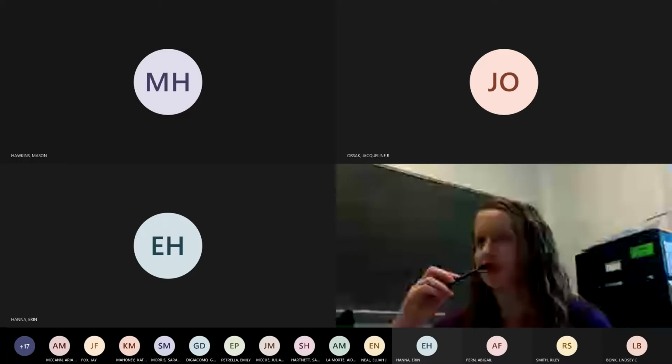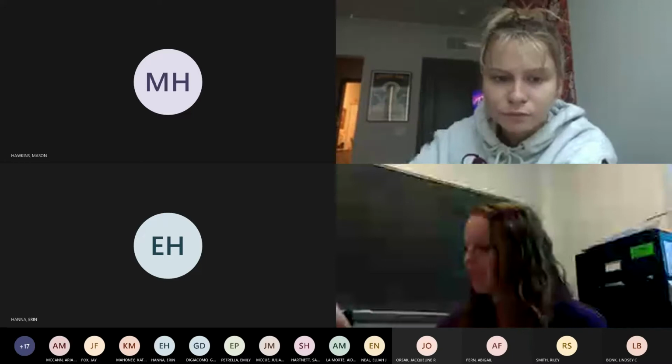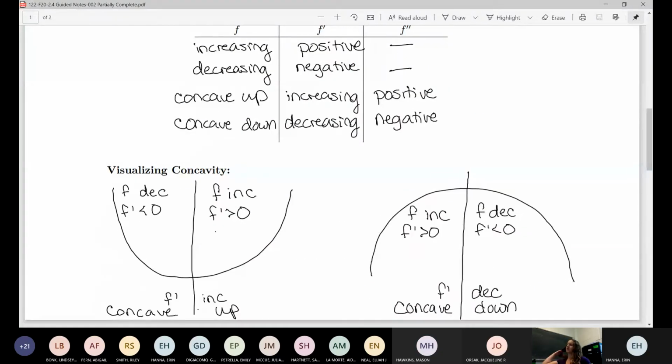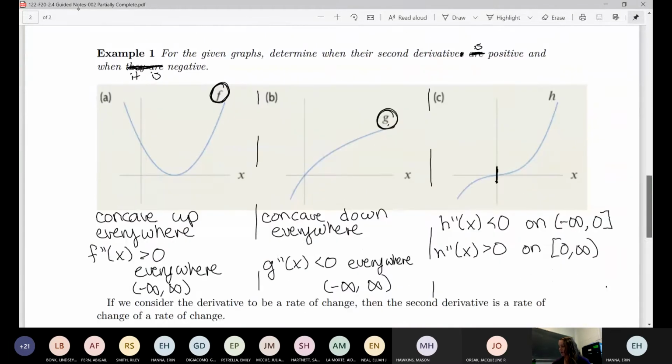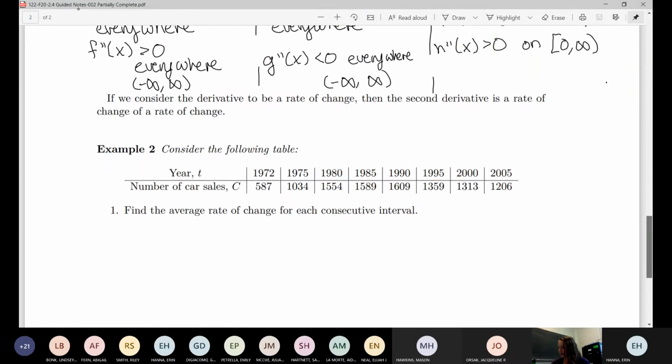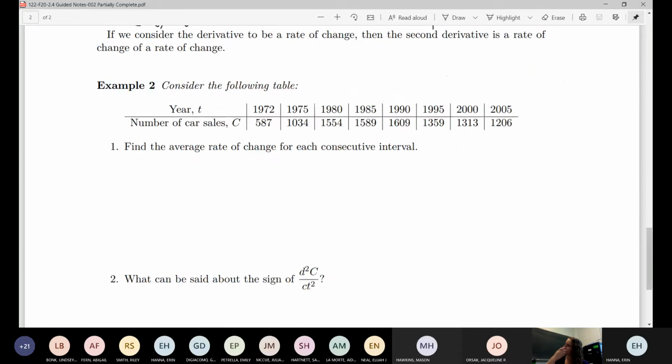Which we should be able to do. 2.5 is pretty short. And we just had one last thing to do in 2.4. So remember, 2.4 was all about concavity again, concave up, concave down. So we had looked at determining whether a function is concave up or concave down based off of the graph. But now say we had this.